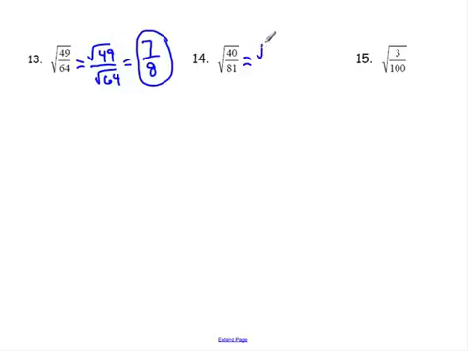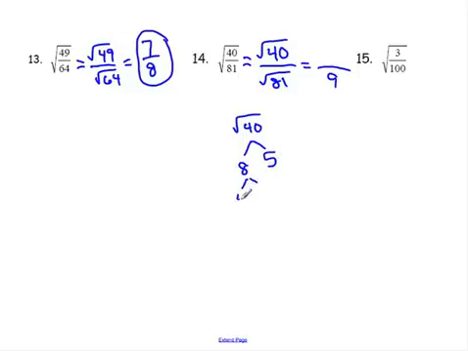Number 14 is a little bit different. We'll still break this down into the square root of 40 over the square root of 81. The easy part here is that the square root of 81 is simply 9. We'll have to do a little bit more work in order to get the square root of 40. Square root of 40 can be broken down into, I don't know, 8 and 5. 8 can be 4 and 2. And the 4 gets broken down into 2 and 2. If I look for any pairs, there's a pair of 2s. What's left over is going to be my 5 times 2. So that gives me 2 times the square root of 10.